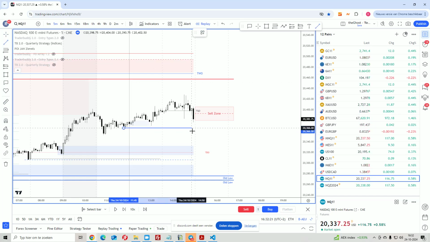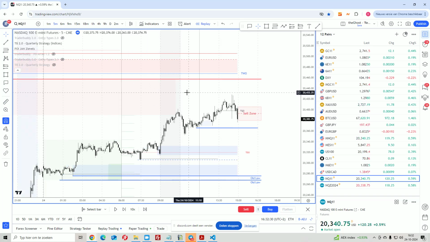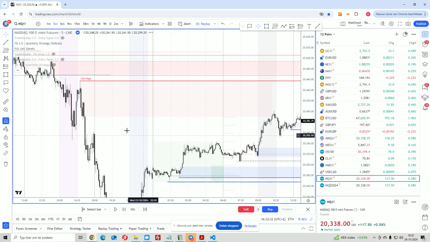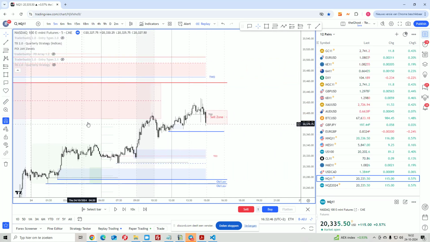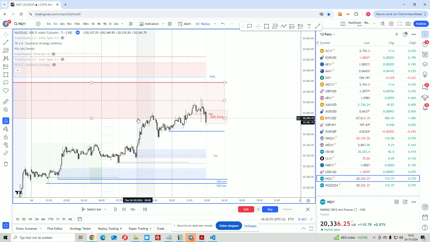So that is a potential target. We expand it till 18 or at least to the end of the session. And we have a big mitigated POI zone here. And what we always do is, if we have a big zone, well, actually I do it all the time, but we want to have the 50% also. So we extend that one, but this one is already mitigated.